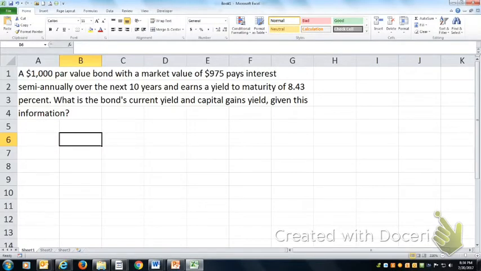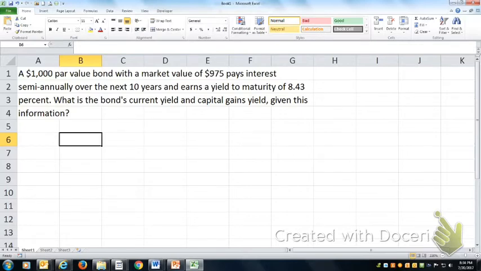In this bond problem, you're being asked to solve for a bond's current yield and capital gains yield, given the information up above that says that it's a $1,000 par value bond, has a market value or price of $975, pays interest semi-annually over the next 10 years, and earns a yield to maturity of 8.43%.